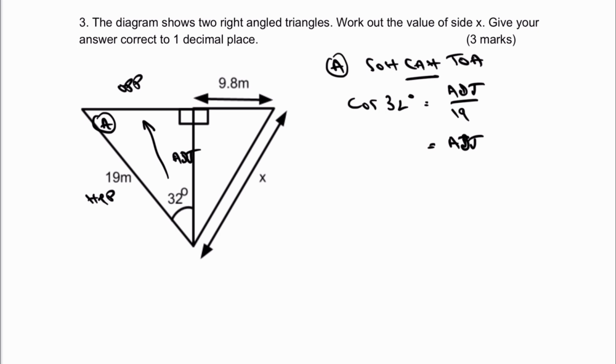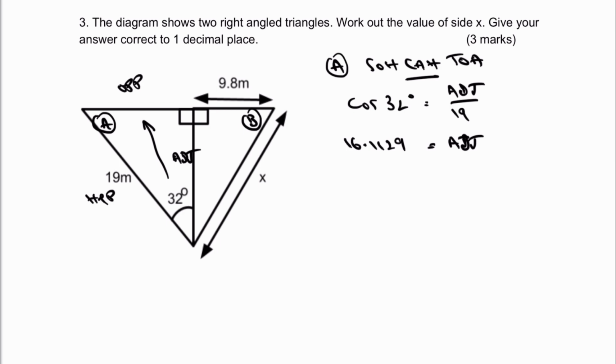Adjacent is going to equal 16.1129, and that would be meters. Okay, so therefore I can now look at triangle number B. And what I've got for B is effectively the hypotenuse, which is x, because it's the longest side.